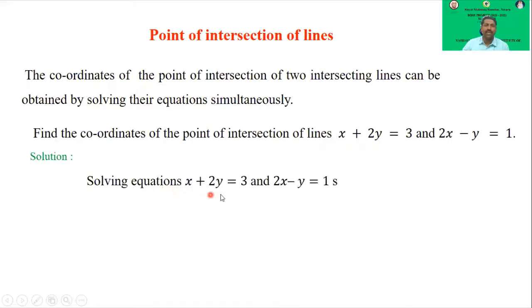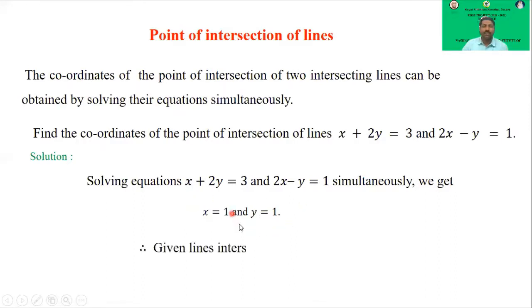So by using one of these three methods, we can find the solution. Solving the equations x plus 2y is equal to 3 and 2x minus y is equal to 1 simultaneously, we get x equal to 1 and y is equal to 1. So this is the point of intersection of the two lines. Algebraically, this is the solution of these two linear equations, and geometrically, this is the point of intersection of these two lines.